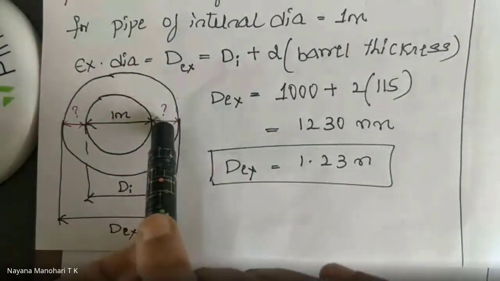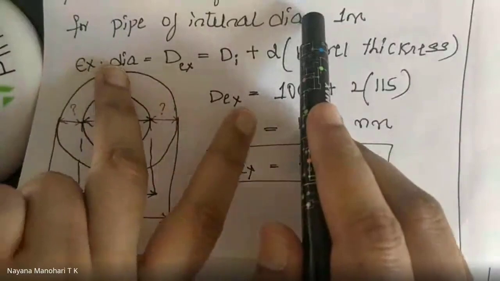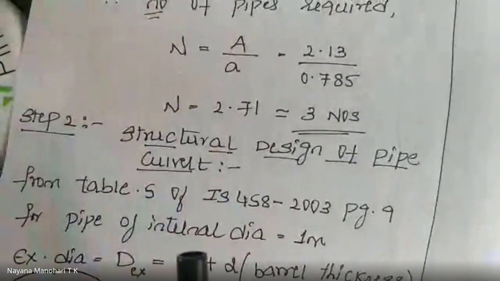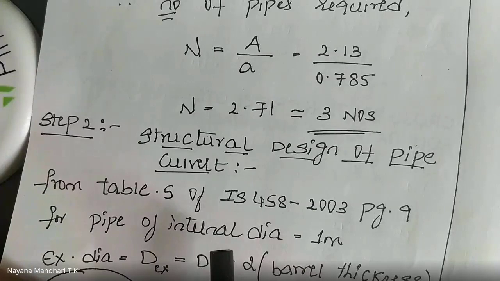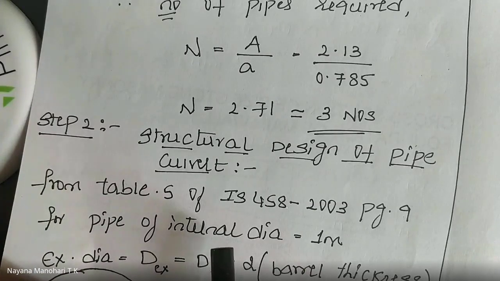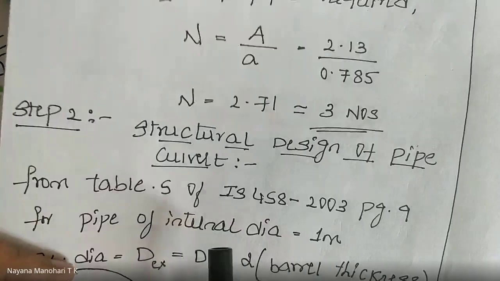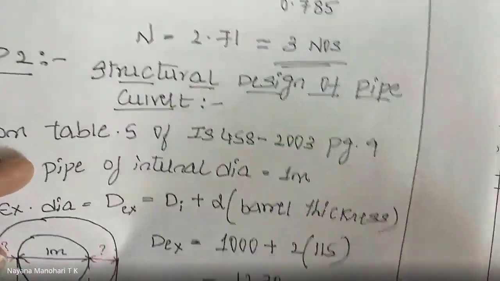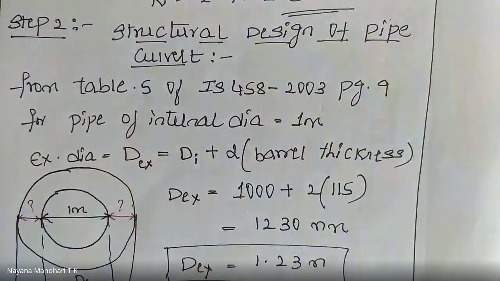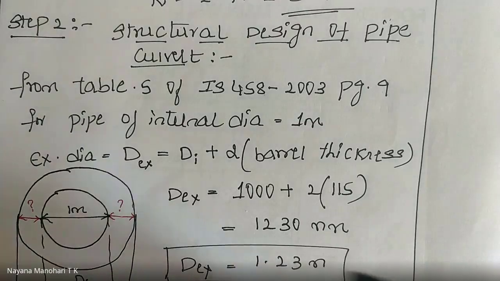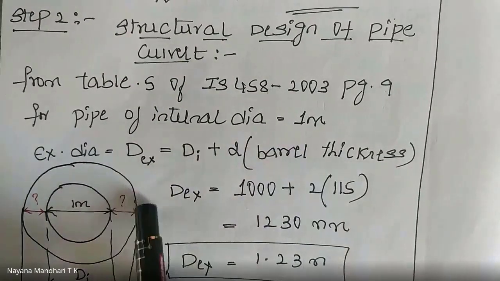That thickness you get from IS 458 2003 for different categories of pipe. Most probably you are going to prefer the NP3 pipe only. In the problem they will also specify the NP3 pipe, that is, reinforced concrete pipe. I will show this value. See here, external diameter is internal diameter plus twice the barrel thickness.